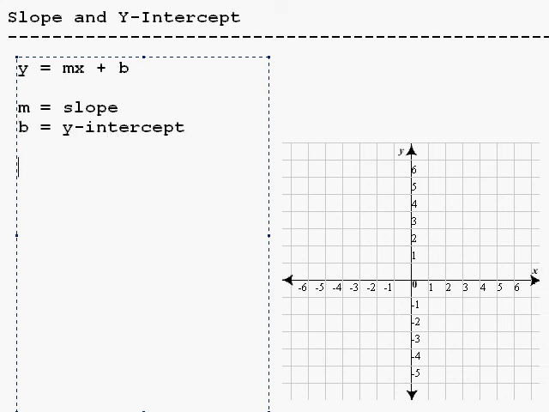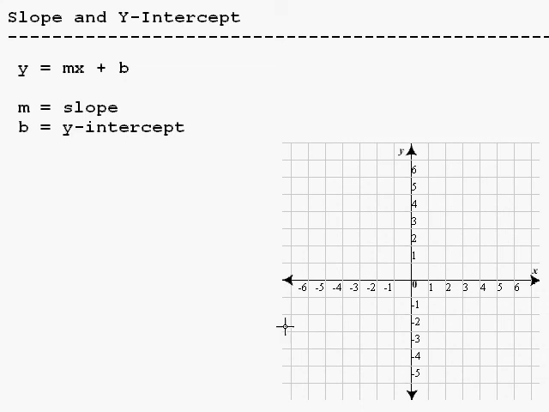So let's put a line here. Whoops. Let's do a different one. If I can get it centered. Okay, there we go. So let's find the equation of this line. Well, first let's find the slope. Okay, well, for every 1, 2, 3, 4, 5 it runs, it goes up 2. So it's a rise of 2 for a run of 5.